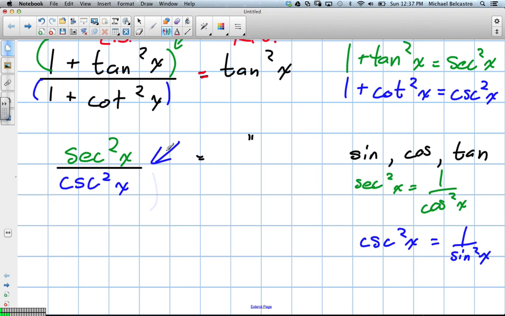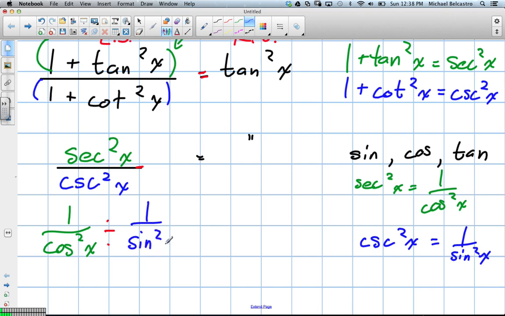So instead, I'm going to rewrite this. This fraction sign stands for what? Do you remember? Division. A division sign. So I'm going to replace this with a division sign. And now I'm going to be working with 1 over cos squared x divided by 1 over sine squared x. Okay, and it's still all equal to tangent squared x.